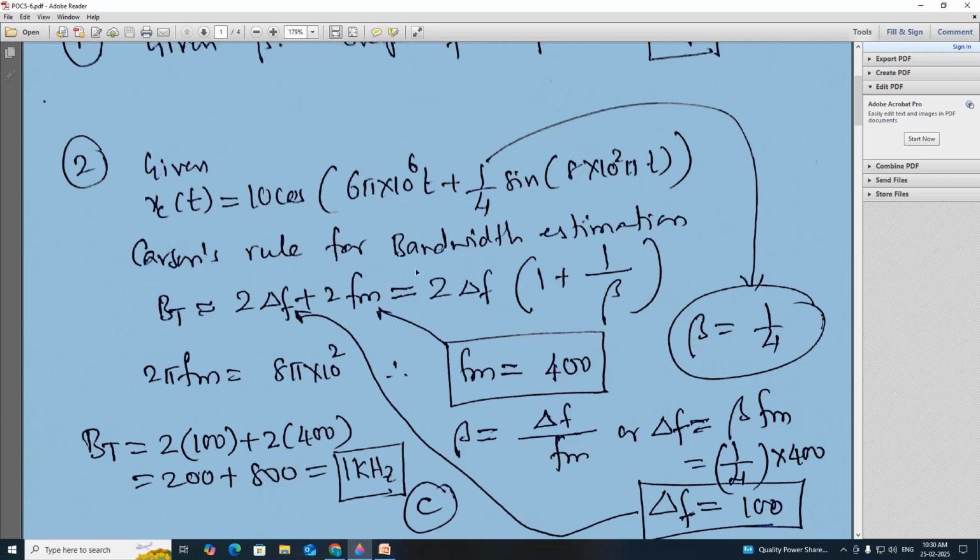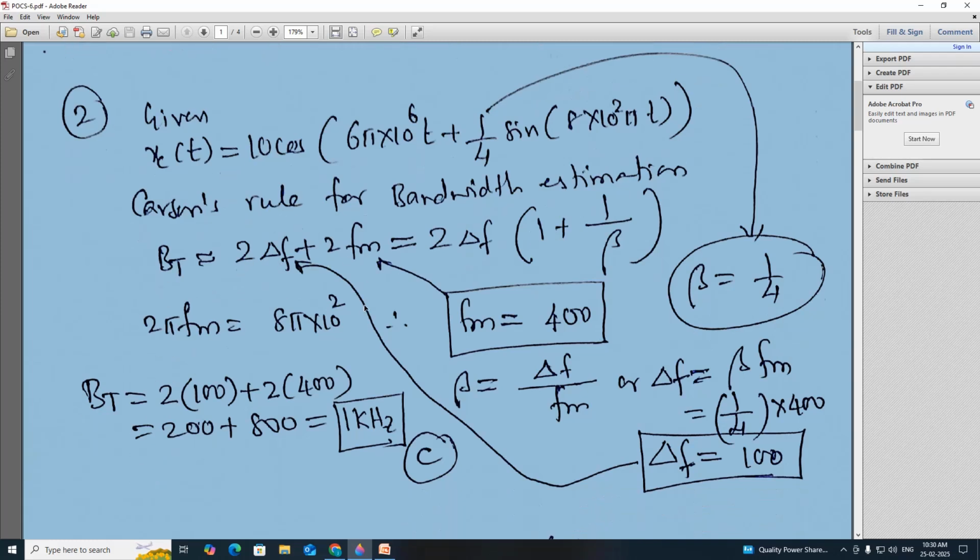Now Carson's rule for bandwidth estimation is BT equals 2 delta F plus 2 FM. We will first find out delta F and FM and then substitute here. Beta is given as 1 by 4. The relationship between beta and delta F is beta equal to delta F by FM, or delta F equal to beta into FM. What is FM here? FM is 400. How is it 400? It is half of 800.